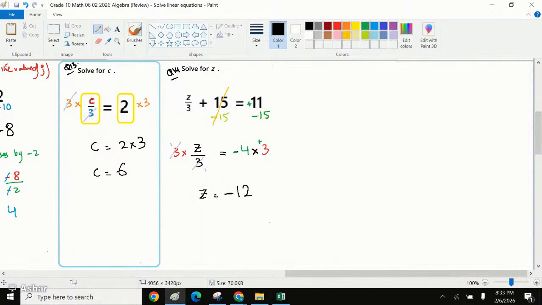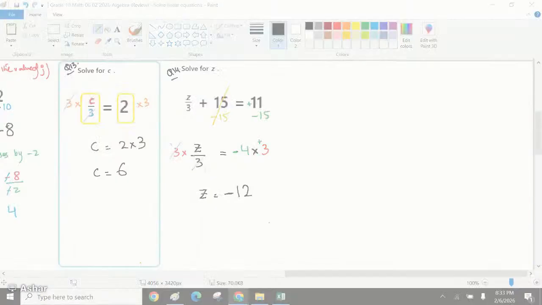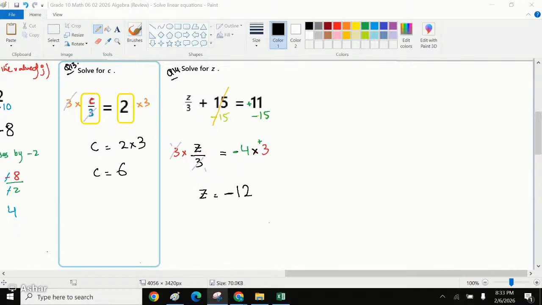Okay, let's try a few more. Let's see what else we can do. Then we'll try some questions from the test as well. This is a difficult question. Let's try this. This is our question number 15. And I will do one more, that is question number 16. Then after that, I'll do the test.